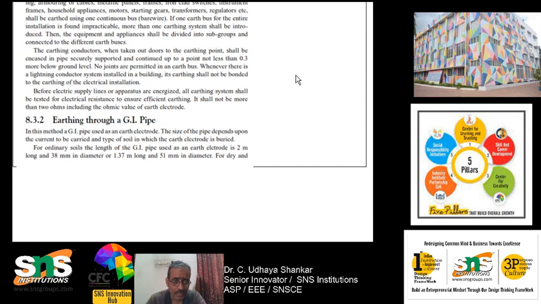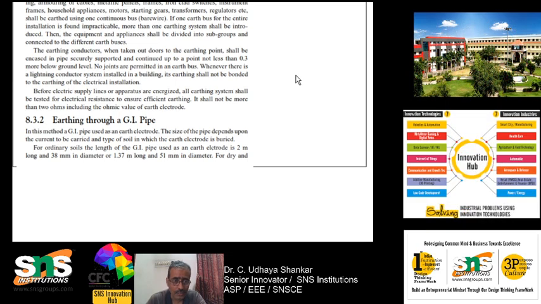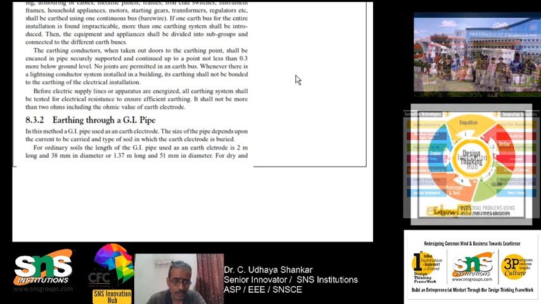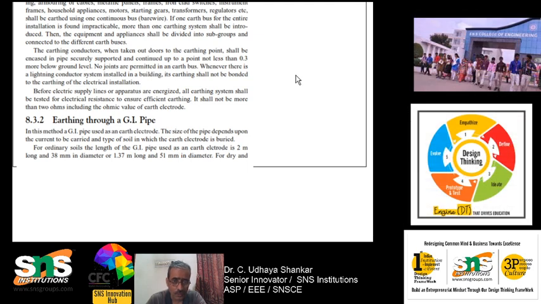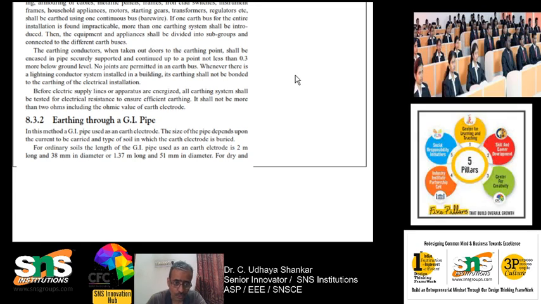So the metallic parts of every installation, such as conduit, metallic sheets, armoring cables, instruments, household appliances, regulators, and everything, are to be earthed using the continuous bus. Using a bare wire, it's also called a bare wire. If one earth bus for the entire installation is found impracticable, then more than one earthing system can also be used. The equipment and appliances shall be divided into subgroups and then connected to different earth buses.